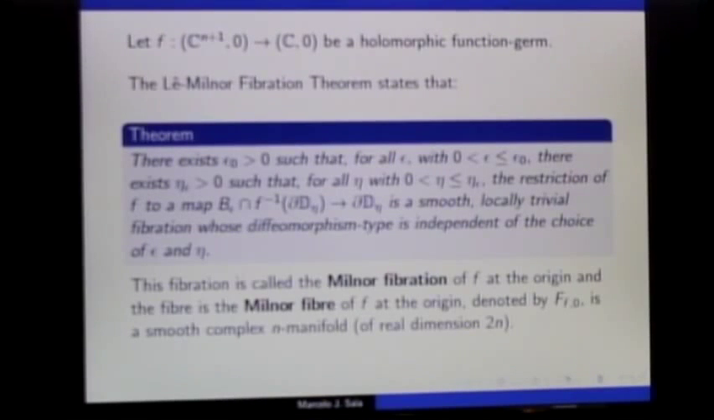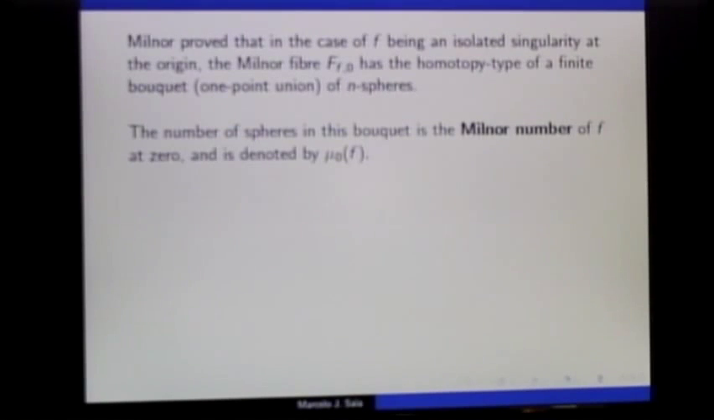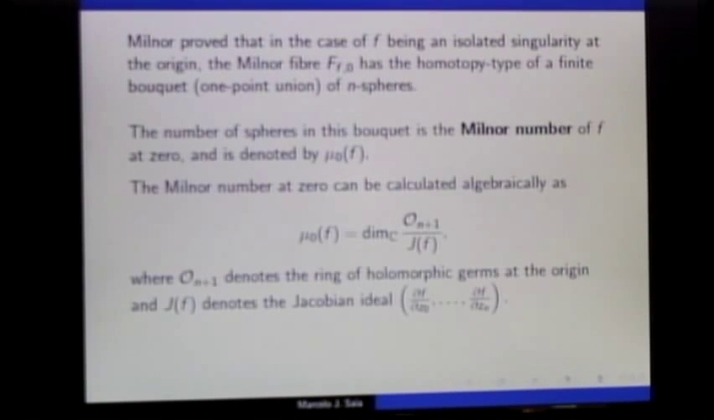I will not talk too much about it, but I want to go to the Milnor number. If f has an isolated singularity at the origin, the Milnor number is the number of spheres in this bouquet. This is a bouquet of spheres. The fiber here is already the 2 points in that picture. And we can compute this Milnor number. There are several ways to compute it. You know much better than me.